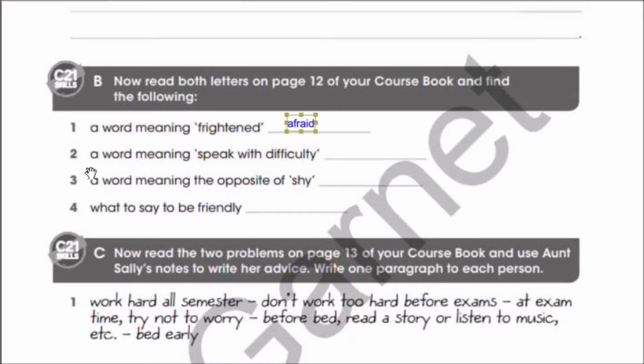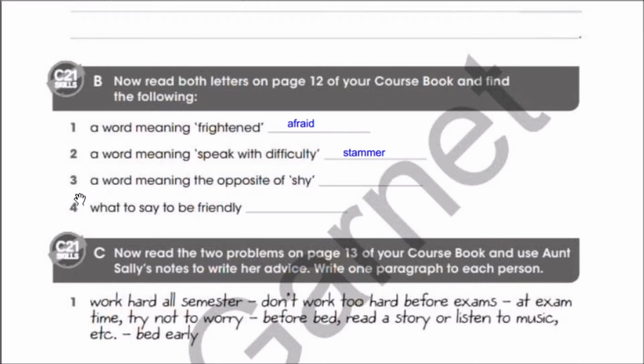Question 2. A word meaning speak with difficulty. The answer is stammer. Very good.